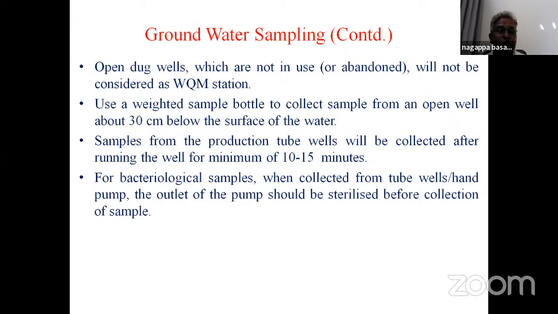For bacteriological samples, we have to collect in a sterilized bottle. We have to fill 2/3 of the bottle. 1/3 we have to keep empty, because the empty space is filled with air, and it contains oxygen. The bacteria are going to utilize that oxygen to survive during the transit period. That's why in the case of bacteriological samples, we have to leave 1/3 of the bottle empty.